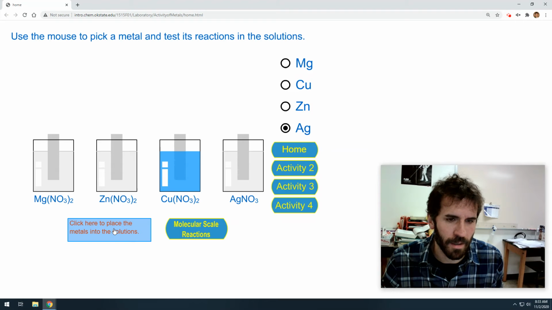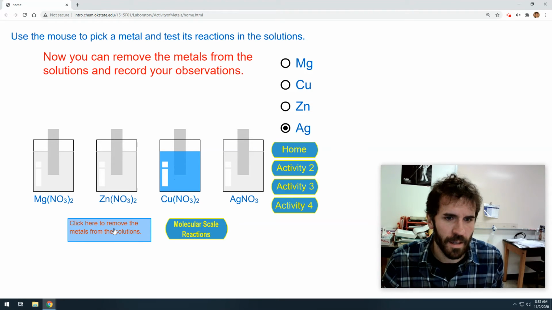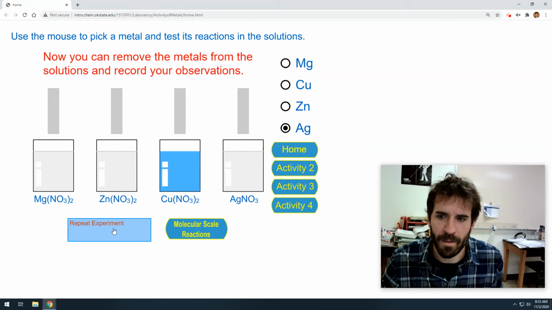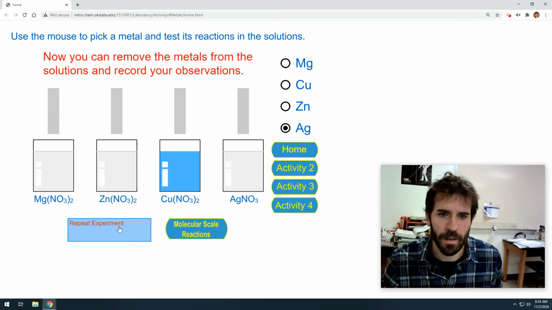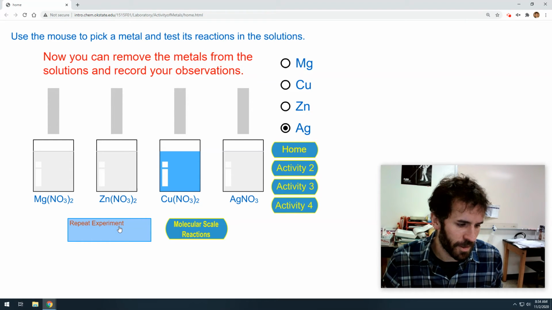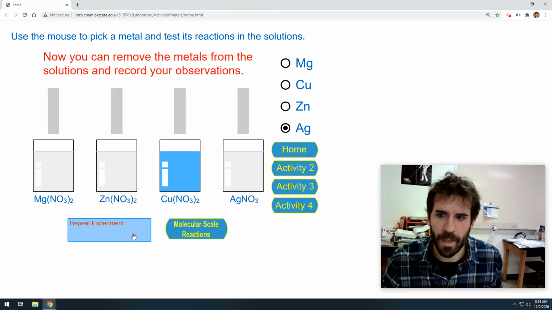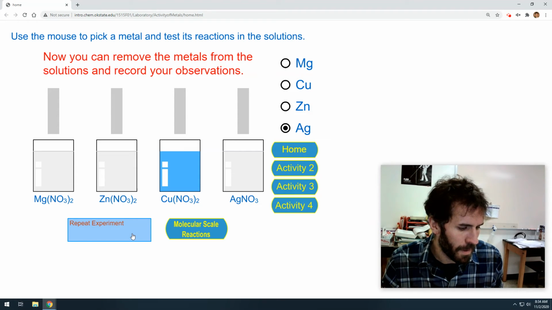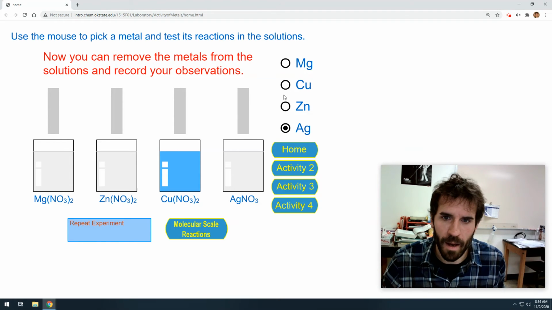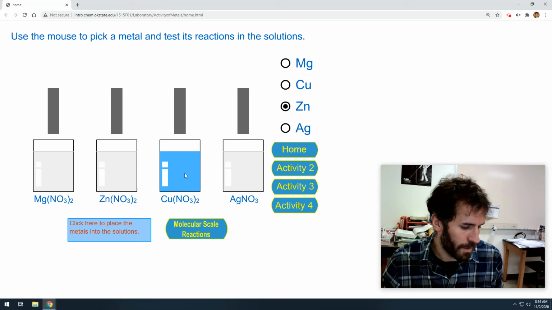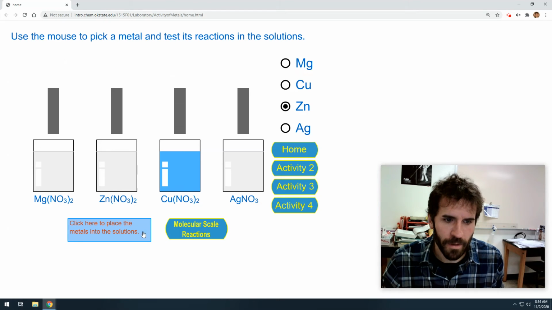And I put my silver metal into the different solutions and remove them. And what do we see happen? Doesn't look like much of anything happened, okay? So you're going to record all of these observations and be thinking about what's happening at a molecular level. Maybe we want to go back and just look at another example here. Here would be a good one that we could look at an example of.